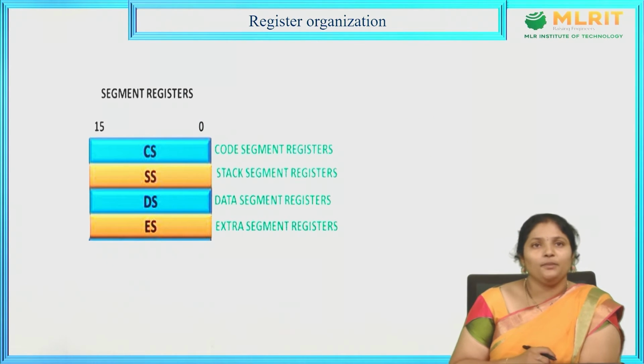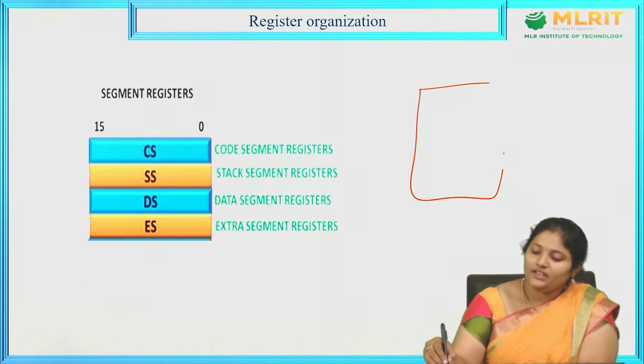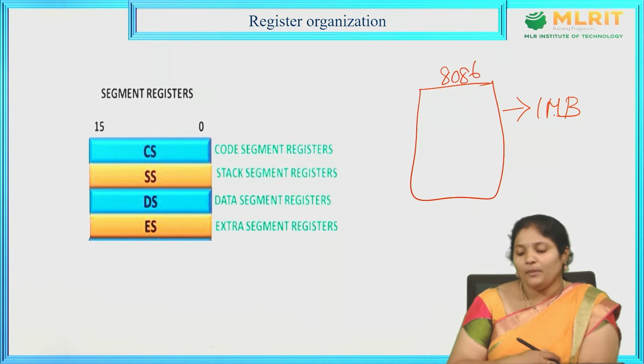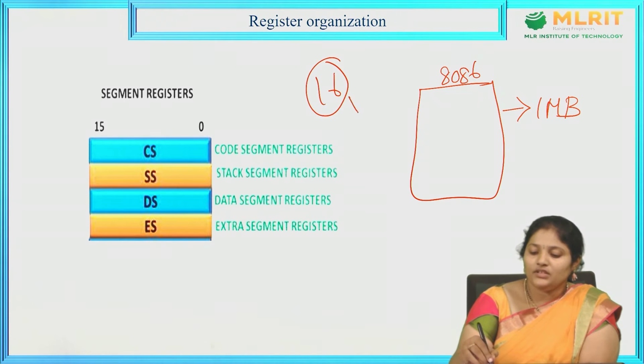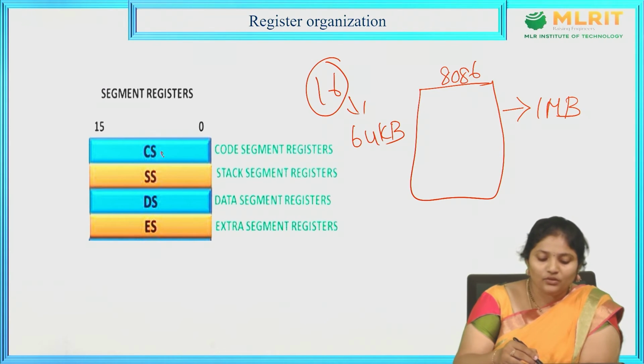Coming to the segment registers, these are also 16-bit registers. The total memory supported by 8086 is 1 MB. This 1 MB memory is segmented into 16 segments of 64 KB each. Out of these 16 segments, in most cases we will be using only 4 segments: code segment, stack segment, data segment, and extra segment.